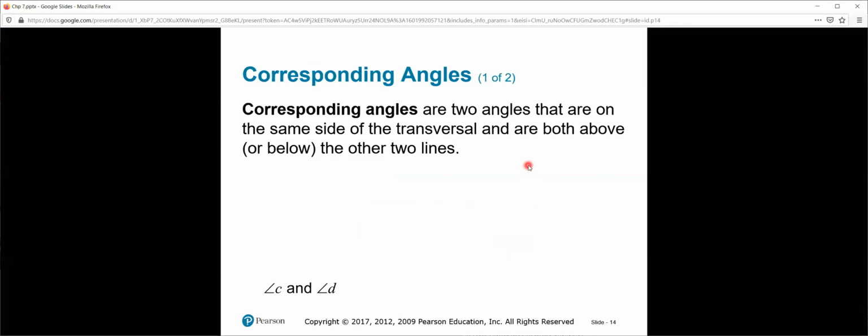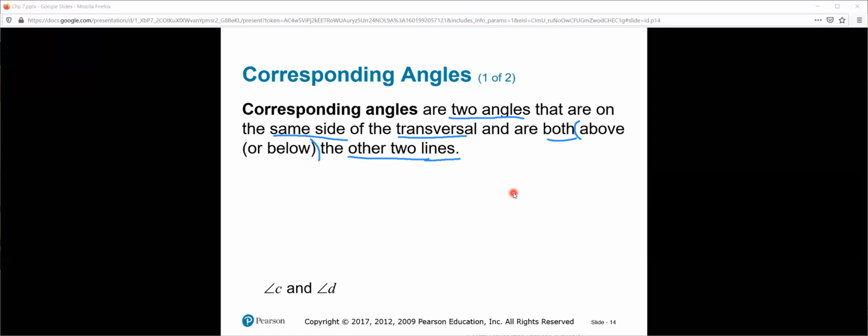Corresponding angles are two angles that are on the same side of the transversal and are both above or below the other two lines. Whew. Again, lots of stuff going on here, right? We have two angles that are on the same side of a transversal and are both above or below the other two lines. A lot of stuff going on there. But we can break it down. We can stop and think what we're talking about here, and maybe we can picture in our minds what's going on before it has to be drawn out to us, right?